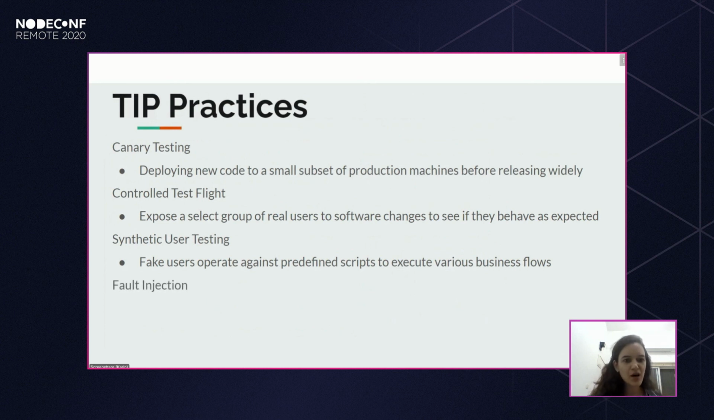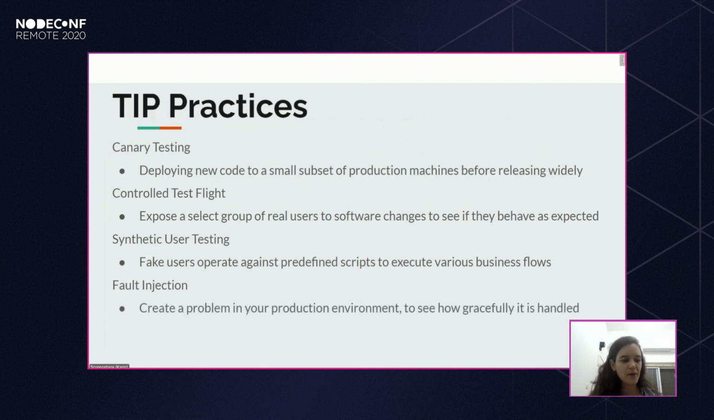And the last practice I have here is fault injection. Basically, it means create problems within your production environment, and see how gracefully the problem that you've created is handled. You can pull down an entire service, or take out a database, or generate a lot of network traffic, so have load on your system, and see how your system is handling everything. This practice is used by Netflix with its Chaos Monkey routine.